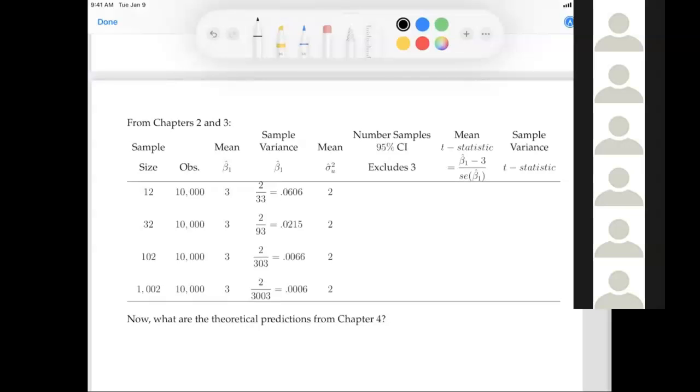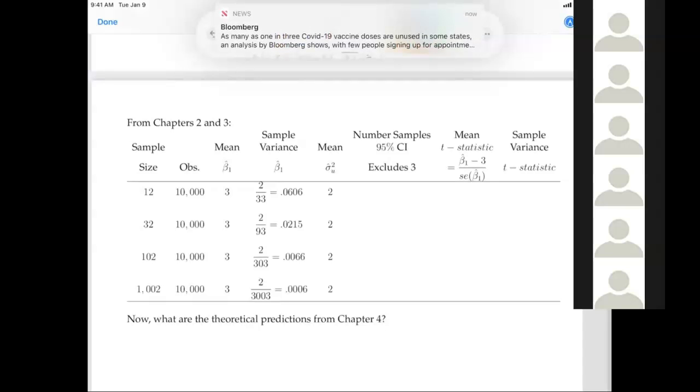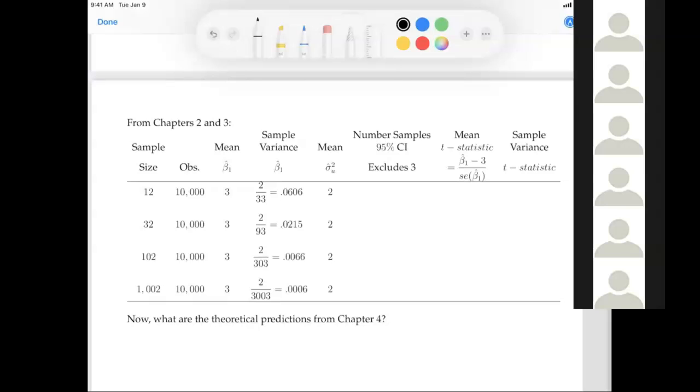Well, I'm going to say here, Priyanka, I don't ask trick questions, but I do ask subtle questions. And I think what I've got here is a subtle question, because I want to emphasize to you theoretical predictions based upon chapter 4. Everybody think about that for a minute. Priyanka, what did we assume in chapter 4?